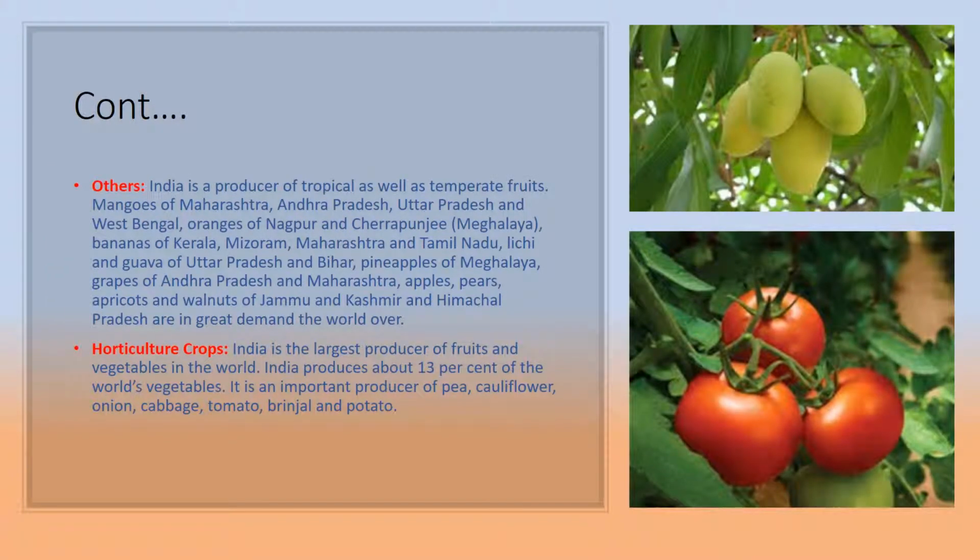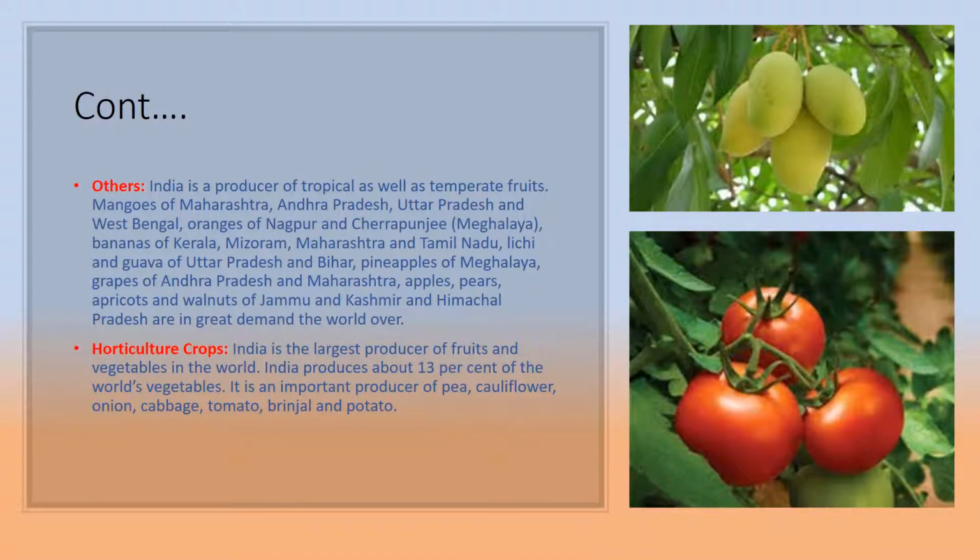Others. India is a producer of tropical as well as temperate fruits. Mangoes of Maharashtra, Andhra Pradesh, Uttar Pradesh, and West Bengal, oranges of Nagpur and Cherrapunji, Meghalaya, bananas of Kerala, Mizoram, Maharashtra, and Tamil Nadu, lychee and guava of Uttar Pradesh and Bihar, pineapples of Meghalaya, grapes of Andhra Pradesh and Maharashtra, apples, pears, apricots, and walnuts of Jammu and Kashmir and Himachal Pradesh are in great demand the world over.